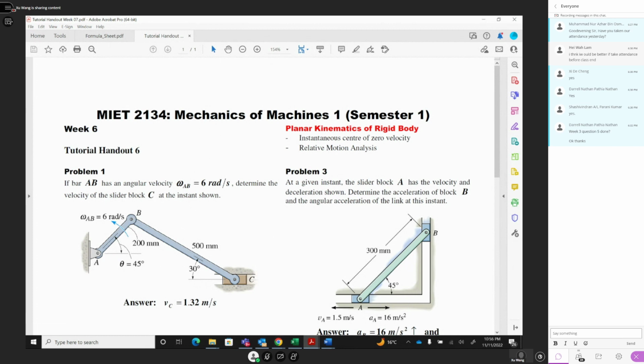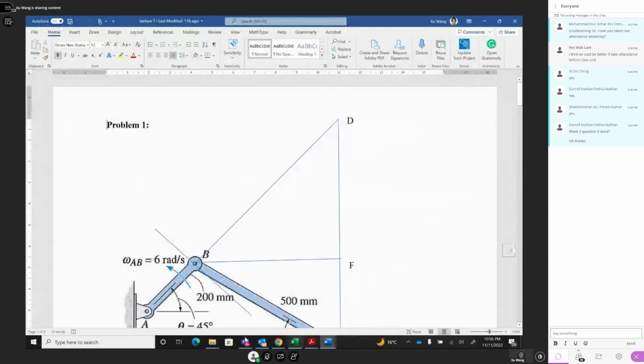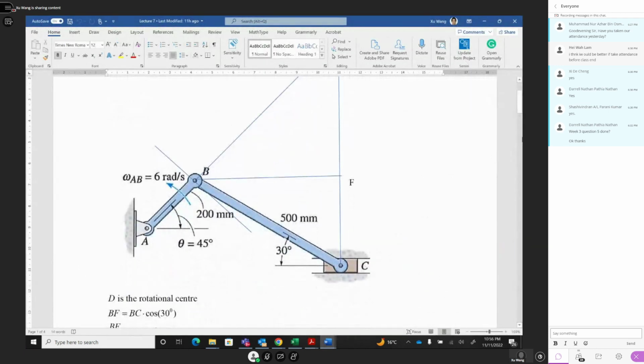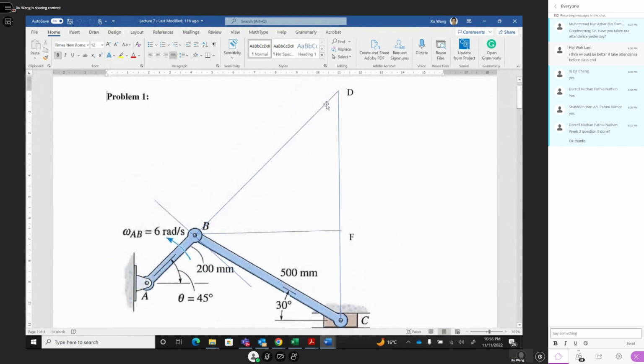And the same thing, because this point moves horizontally, the line perpendicular to the tangential velocity should be a vertical line. So the rotation center should be on this vertical line. The rotation center is on this line and also on this line, and the intersection is the rotation center. So we first find the rotation center. Extend this line here and extend this line here. You find the intersection, that's your rotation center, D.